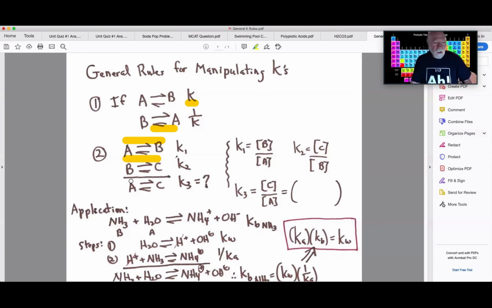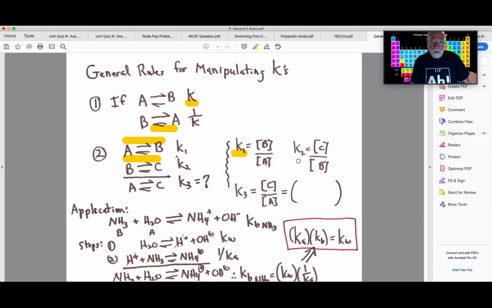Now, you might recall from thermodynamics, if these were delta H's, that would be Hess's law. So delta H1 plus delta H2 would give you delta H3. The question is, is it the same thing with Ks? Let's find out. So look over here. I've written the mass action expression for K1. It's B over A.